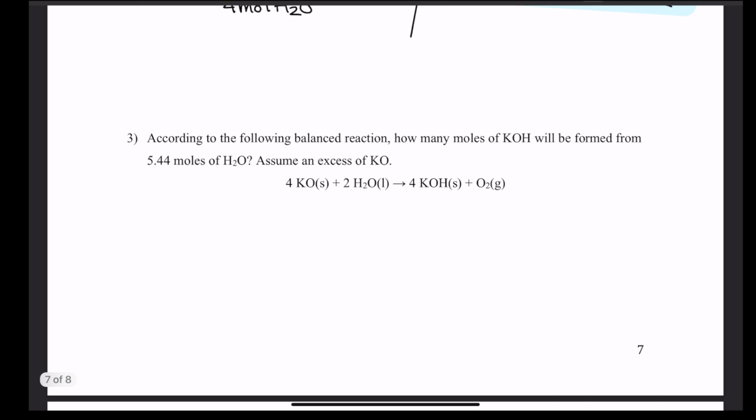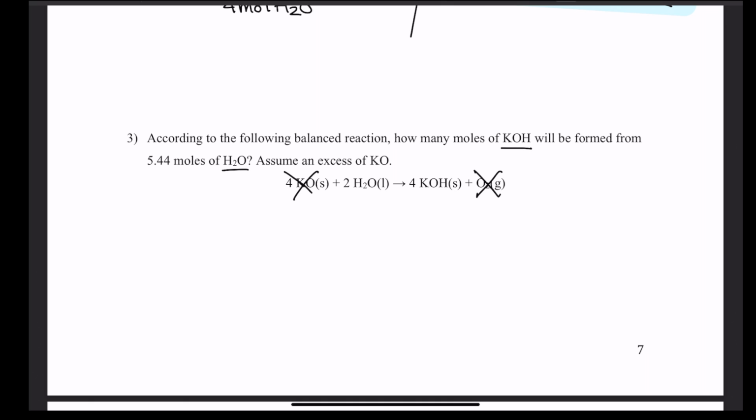Now we're at our last question. The last question says, according to the following balanced reaction, how many moles of KOH will be formed from 5.44 moles of water? The two elements we only need are water and KOH. So let's cross out anything in the equation that's not that. As we can see, the equation is balanced, so we don't have to balance it.